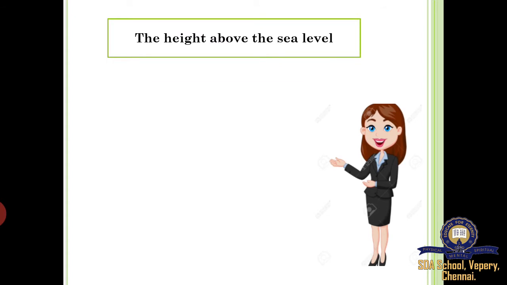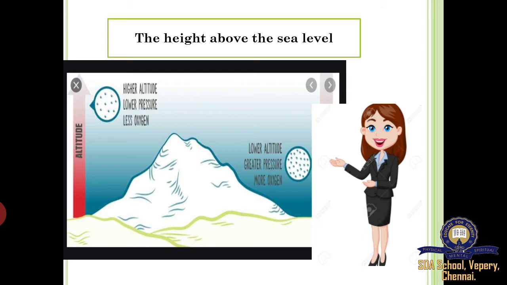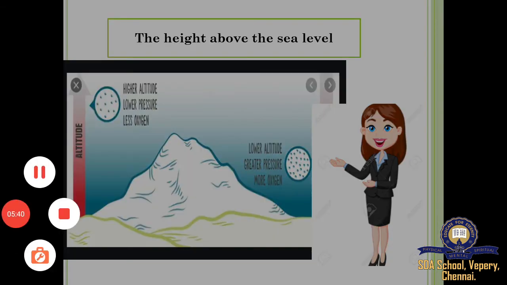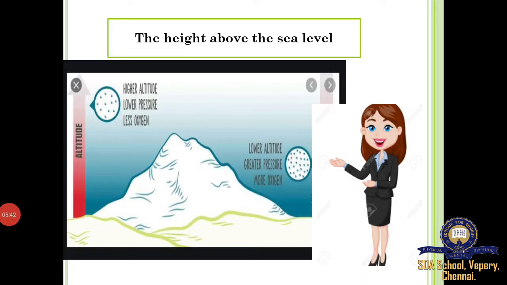And then the second factor is the height above the sea level, otherwise called altitude. Altitude of a place also affects the climate. Hill stations such as Shimla and Ooty are cool even in summer, right? Most peaks in the Himalayas are covered with snow and ice even during summers.